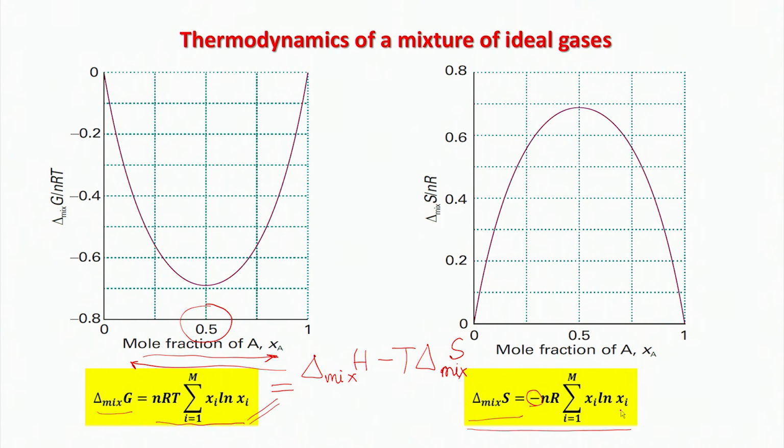And here, as I see, because of the fact that delta G mixing by nRT looks like this, delta S mixing by nR will now show an exactly opposite behavior. And here, instead of a minimum as shown here, you are going to get a maximum at XA, in this case, equal to 0.5. So now we have seen this example where I have a spontaneous mixing of an ideal gas.